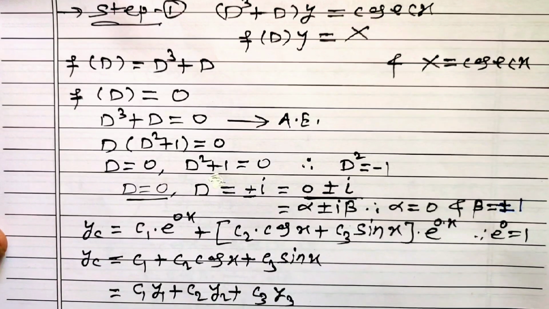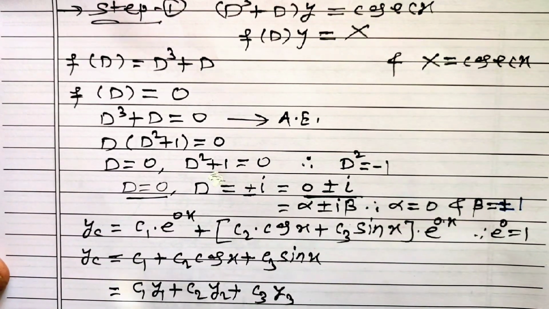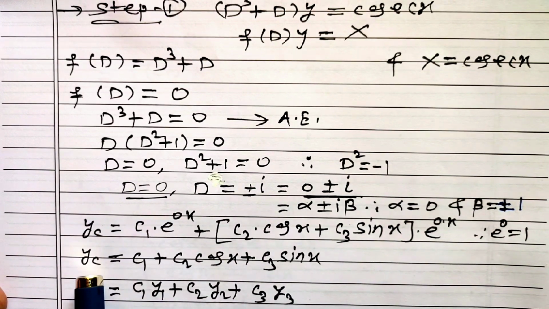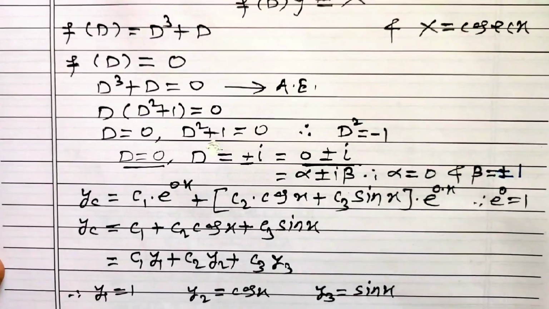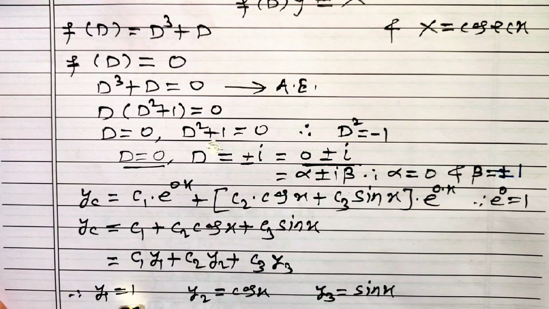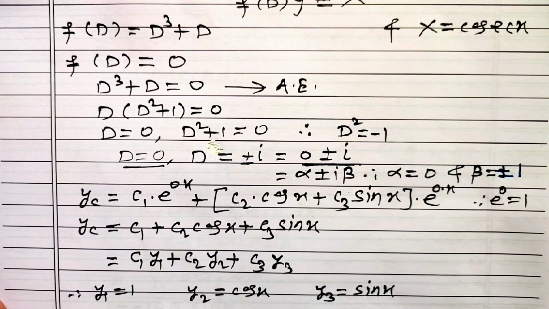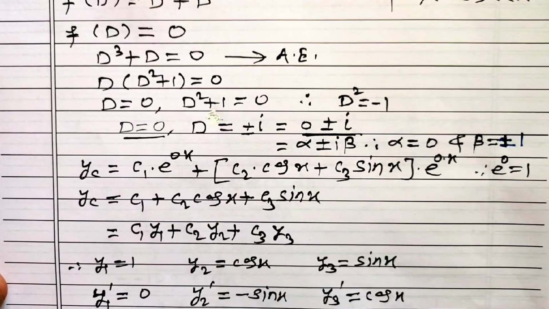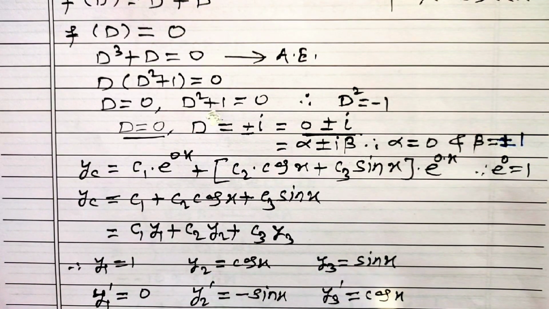Hence yc is equal to, we can write in this form, c1y1 plus c2y2 plus c3y3, because we have to compare this complementary function with this, where y1, y2, y3 are functions of x. So comparing this with this, we will get y1 is equal to 1, y2 is equal to cos x, and y3 is equal to sin x. Differentiating this with respect to x, y1 dash is equal to 0, y2 dash is equal to minus sin x, y3 dash is equal to cos x.